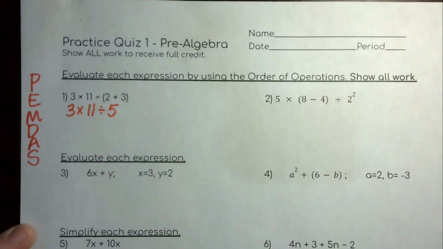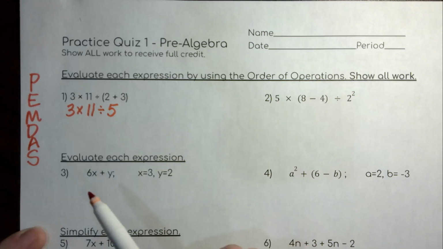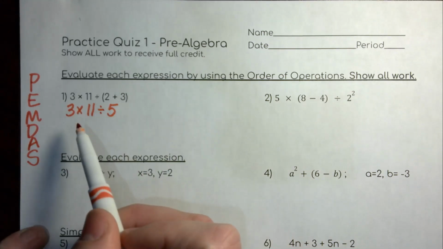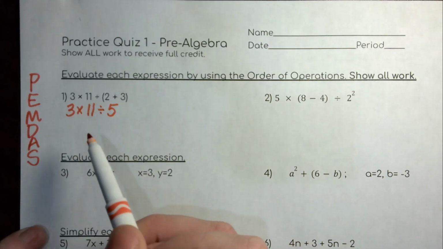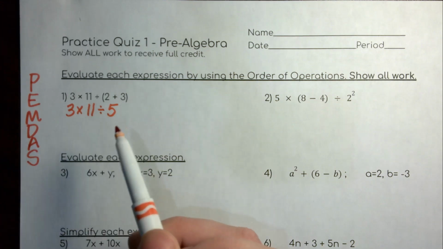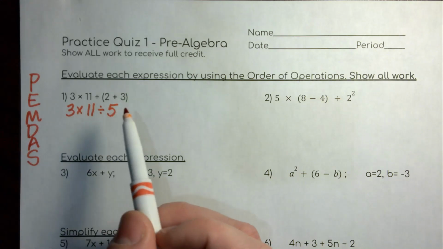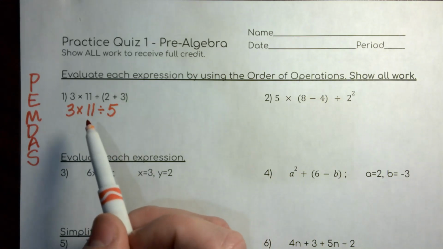Okay. Now that we've done that, we want to look at this like it's a whole new problem. We have 2 different operations to work with. We have 3 times 11 and then 11 divided by 5. Which of these should we do first? Do we have an exponent here? Yeah, we're going to do that multiplication first.